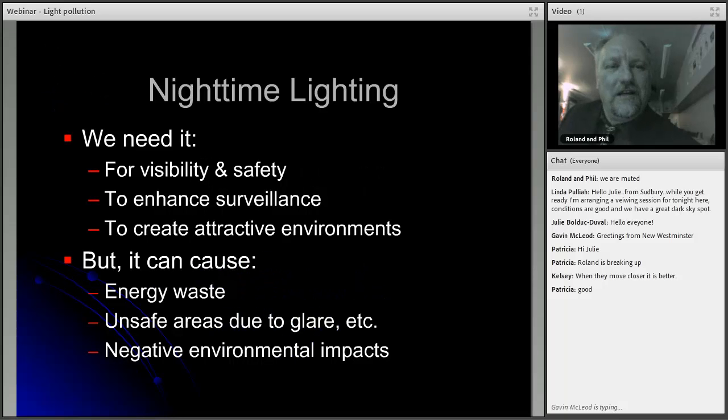All right. So nighttime lighting. Well, we need it. We need it for visibility and safety. We need to enhance surveillance, and it can be used appropriately to create attractive environments. But there is a downside to lighting at night, and it can cause energy waste. You can create unsafe areas due to glare, etc. And there's a lot of negative environmental impacts, and we're definitely going to be talking about those negative environmental impacts later on here.